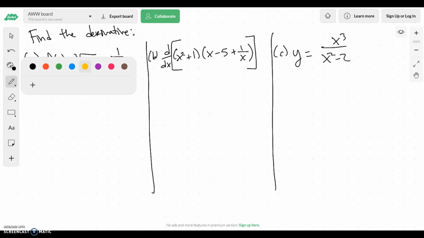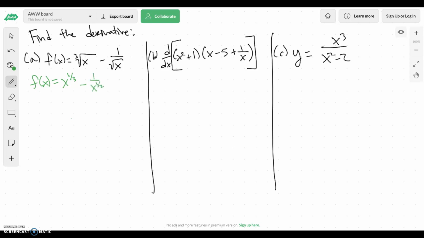So part A, what we want to find is the derivative of f of x is equal to the cubed root of x minus 1 over x square root of x. So the first thing that we want to do before we even start taking the derivative is let's change this to powers. So I have f of x is equal to, well, the cubed root of x is just x to the 1/3, and this is going to be 1 over x to the 1/2.